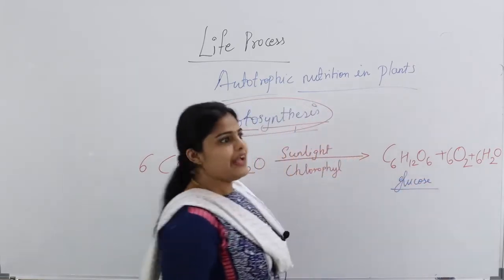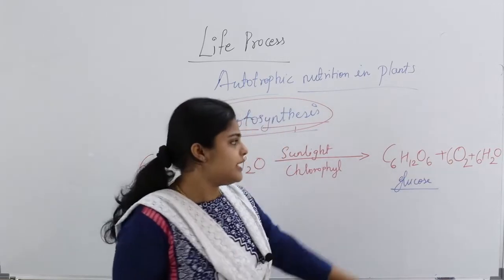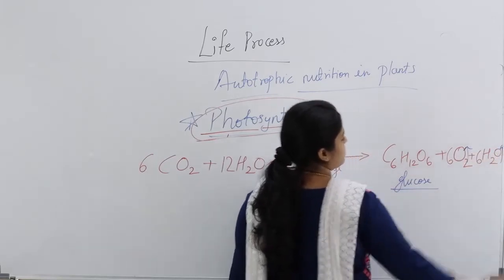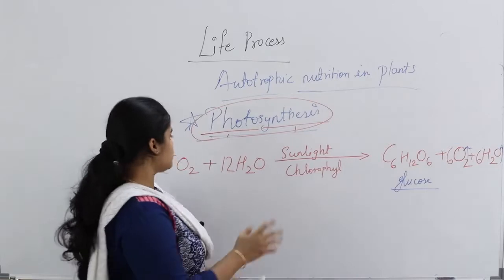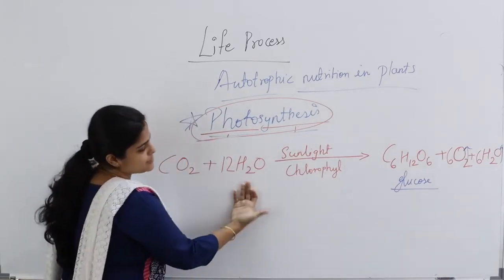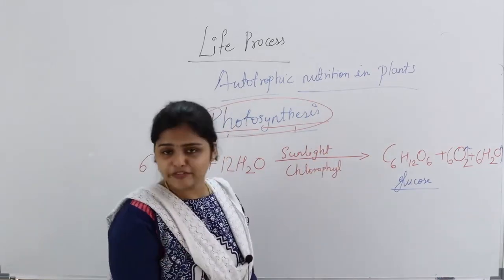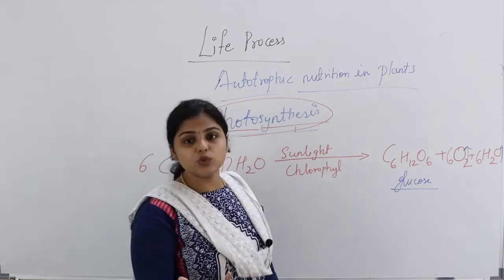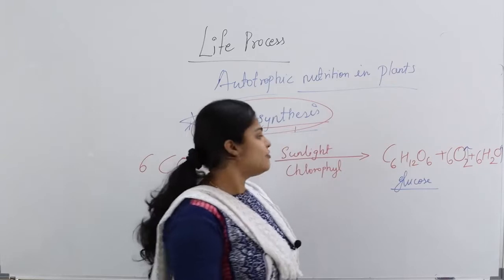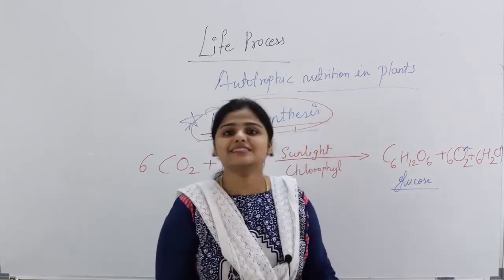Okay, and oxygen and water are released. So this is the reaction for photosynthesis. Carbon dioxide plus water, with the help of sunlight and with the help of chlorophyll, is going to produce the food, that is glucose, and with that oxygen and water are also released.